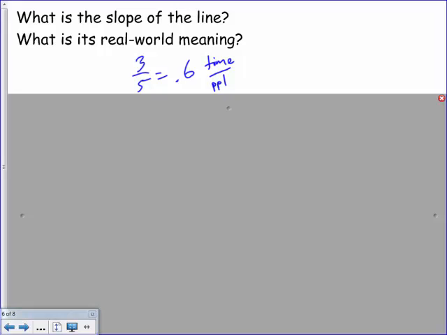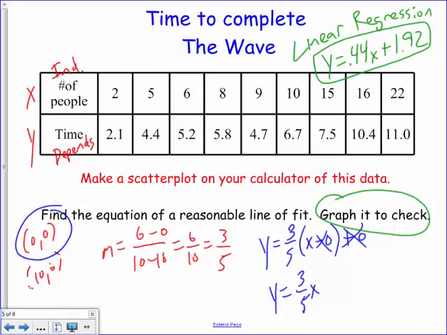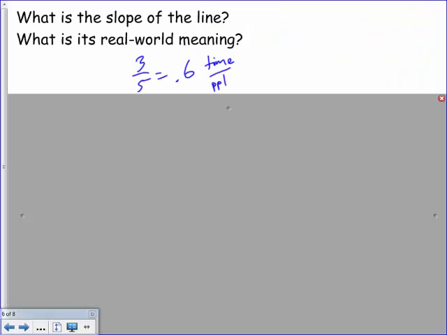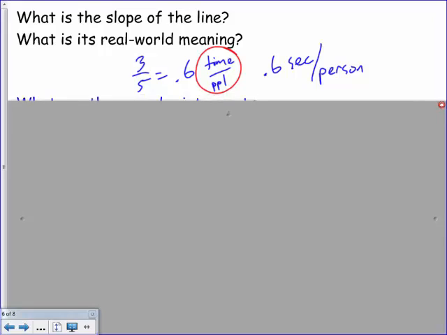So what is it, that 0.6? It's 0.6. Oh, I didn't really specify. Let's say this time is in seconds. So it's saying it's like 0.6 seconds per person, right? So it's taking about 0.6 seconds for each person to do the wave. So every time there's a person, it adds 0.6 seconds. Okay, so always think of your rise over your run when you're trying to find its real world meaning. It's always like a rate, some type of rate.